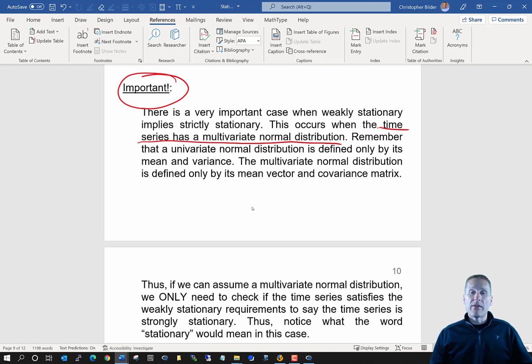And so if I'm looking at weakly stationary, of course, I'm looking at the means and the covariance or autocovariance. If I get that to work out for me, then I get strictly stationary as well.